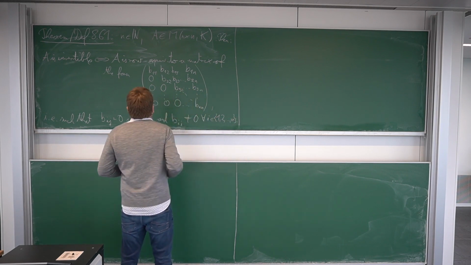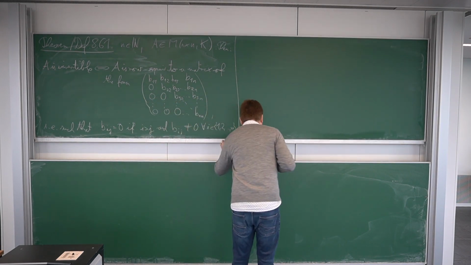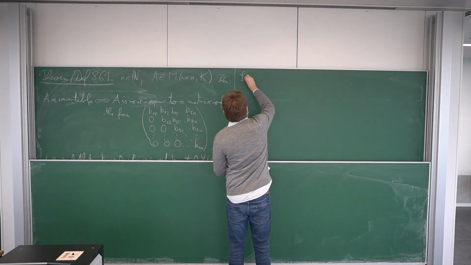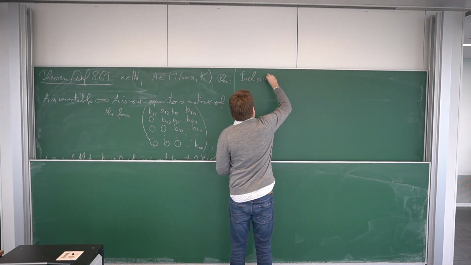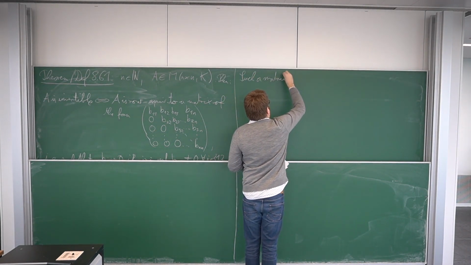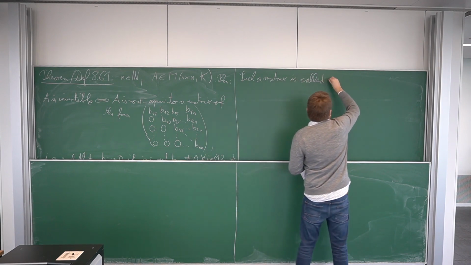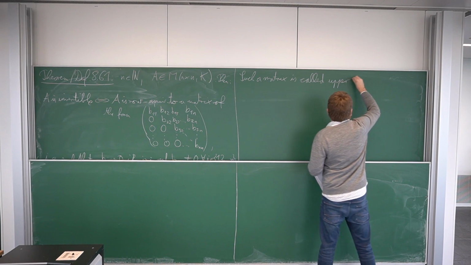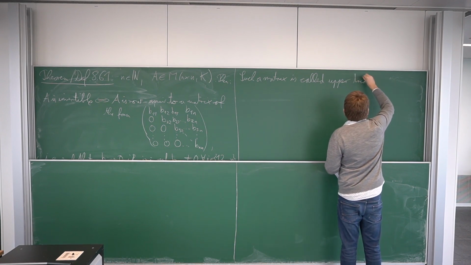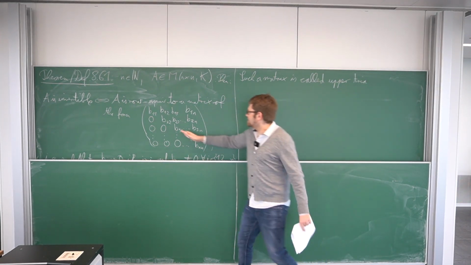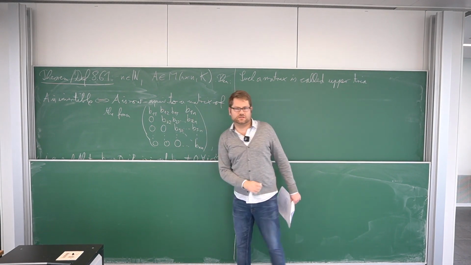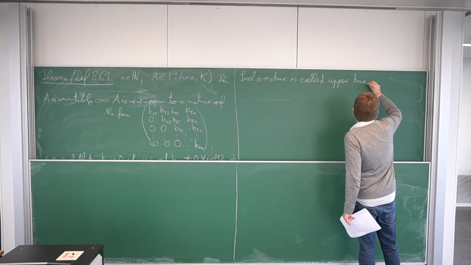Okay, and this was the theorem part. Now the definition part. Such a matrix is called upper triangular, right? Because there's a triangle of entries in there which is possibly non-zero. Upper triangular.